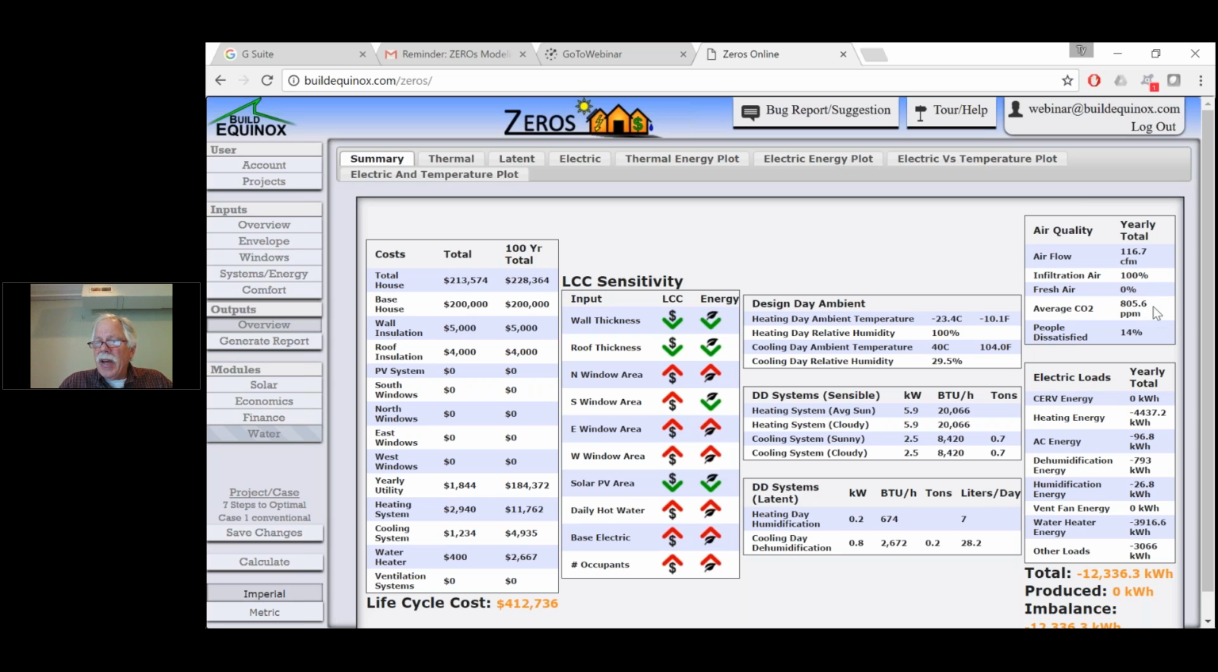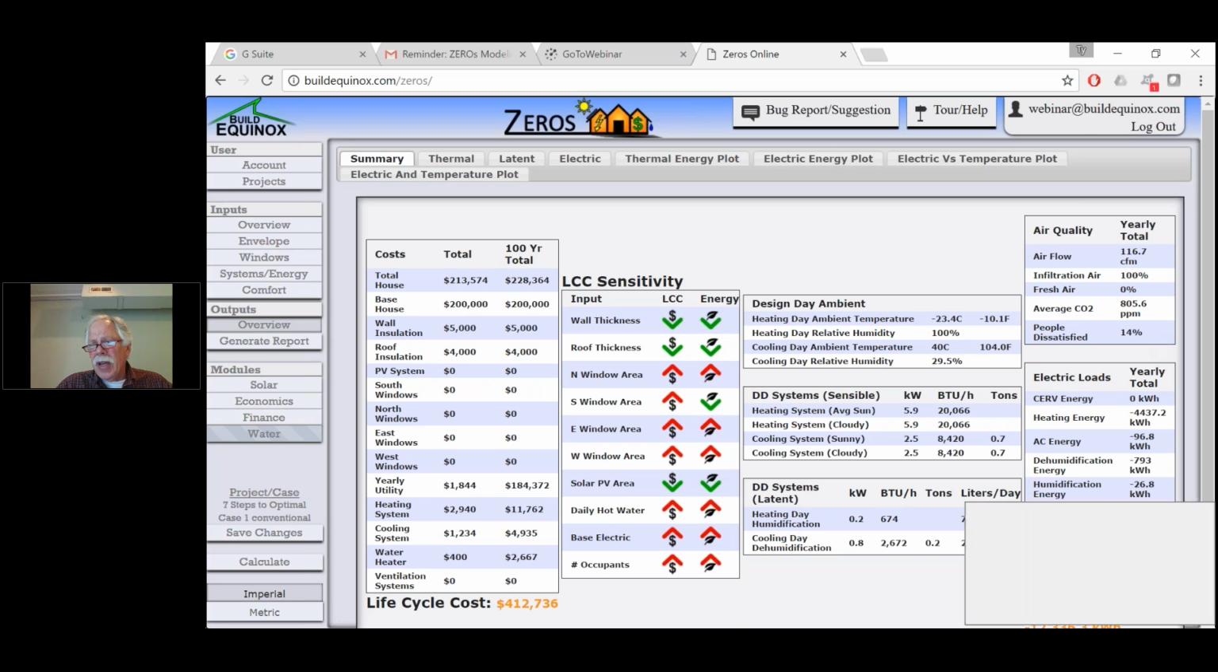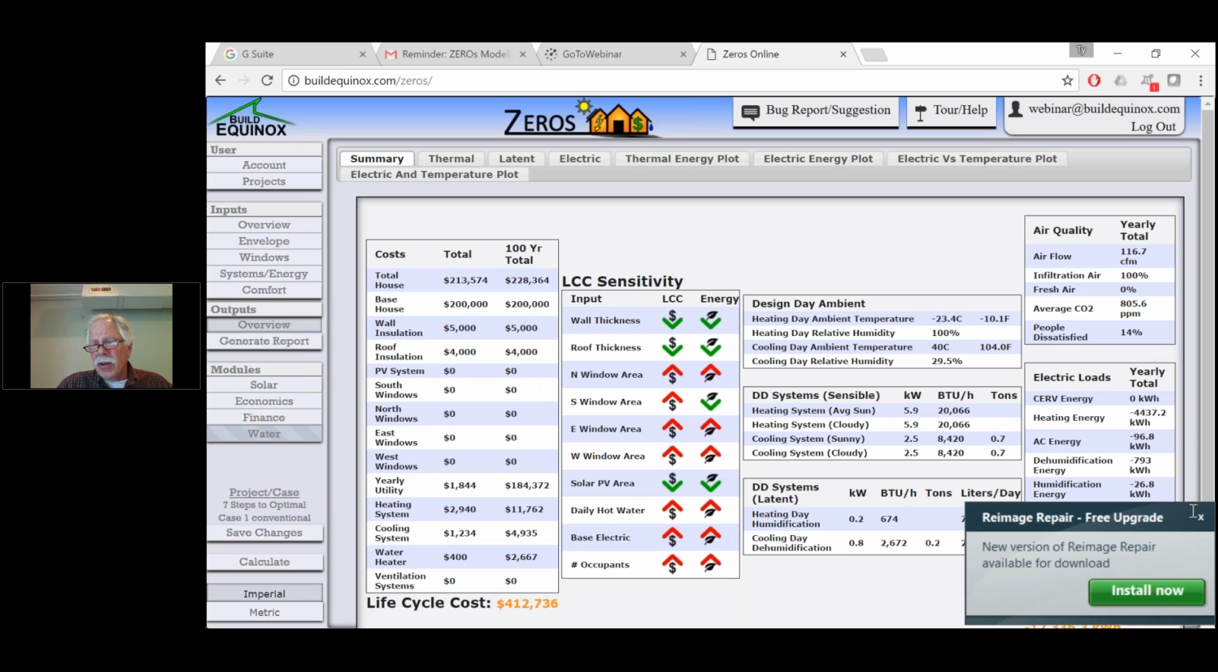Now it does keep carbon dioxide at a reasonable level, less than 1,000 parts per million, and in a range that's not so bad. And the amount of people that would be dissatisfied with this level of air would be somewhere in the range of 14–15%. This is out of some of the olfactory models that have been produced from the Danish Technical University over the years.